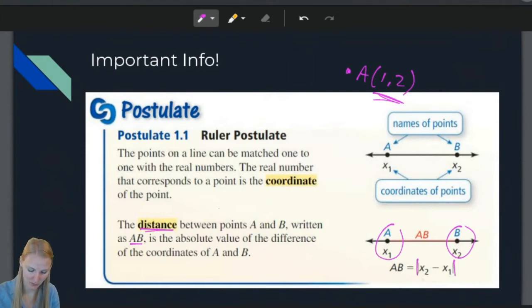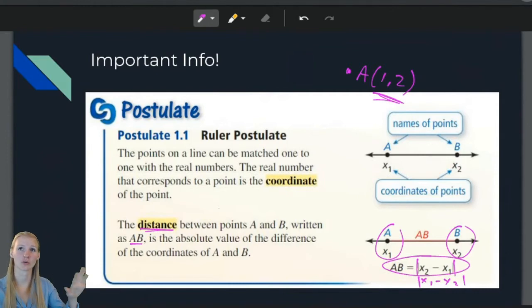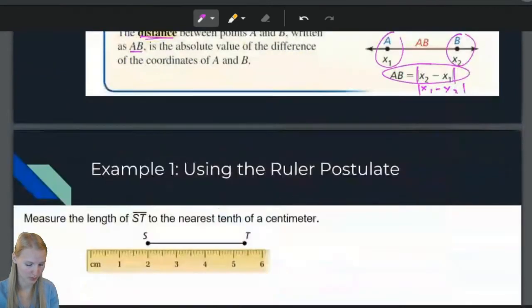It doesn't matter if you do x1 minus x2, the absolute value makes it the same. So, distance between two points is the absolute value of the difference. That's the most important thing to take away from this Ruler Postulate. We're going to see two examples of the Ruler Postulate.